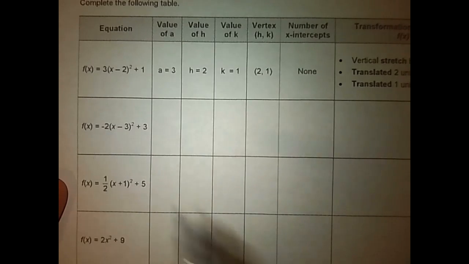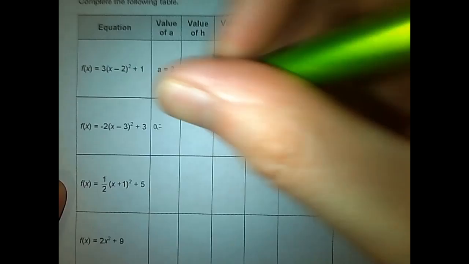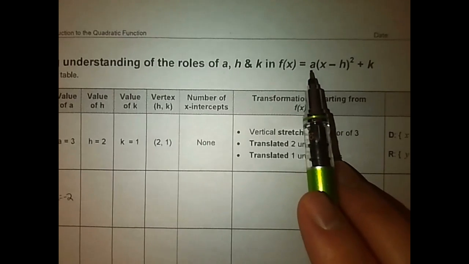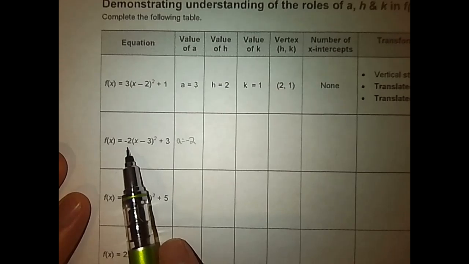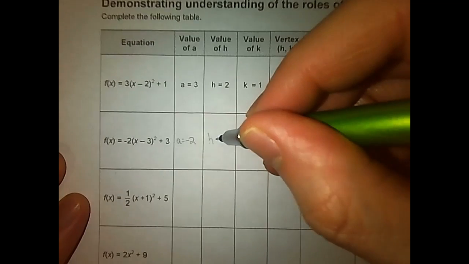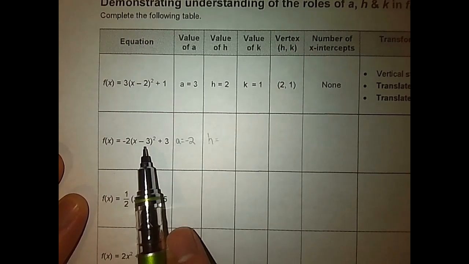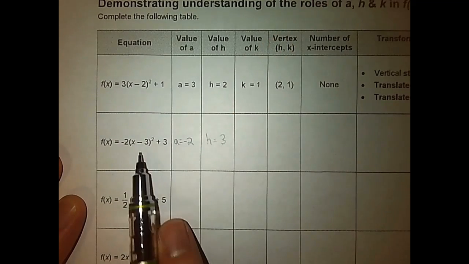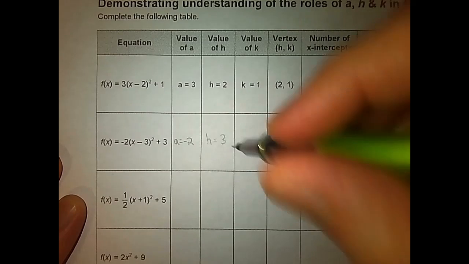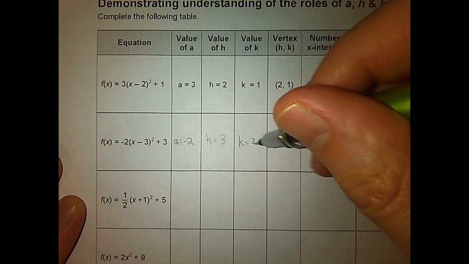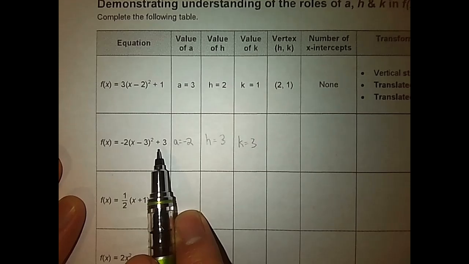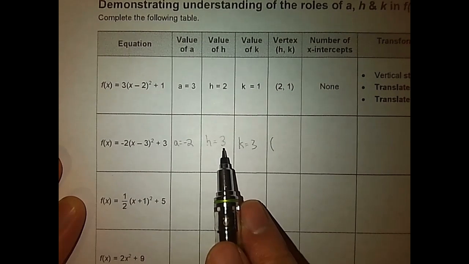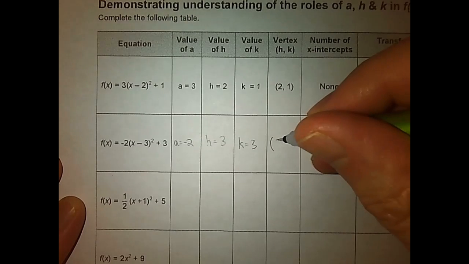So our a value here is -2, because that's where the a is in the vertex form equation. So a is going to be -2. h looks like it's -3. So remember though, it's going to be +3, because it's opposite of what it looks like. The k value is going to be +3. So our vertex now is just what these are here, because we already determined what h is and what k is. So it's going to be 3, 3.